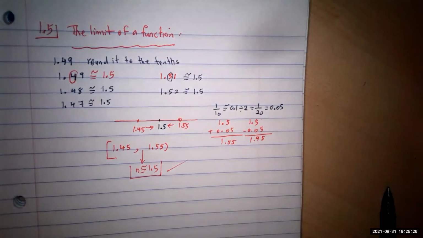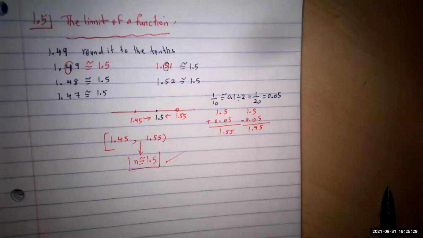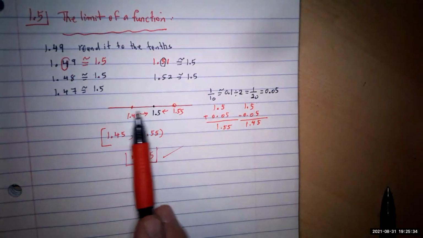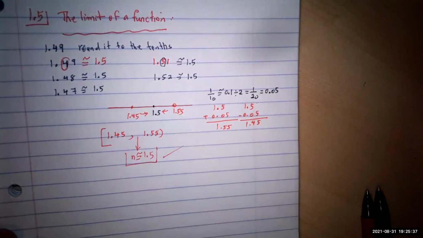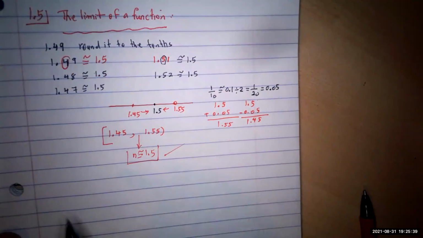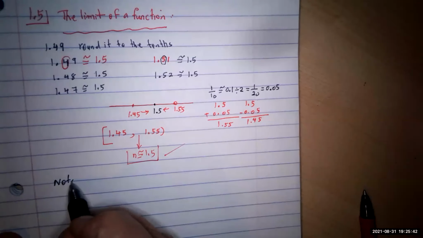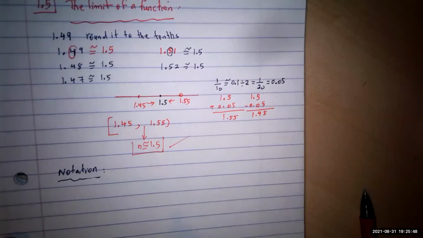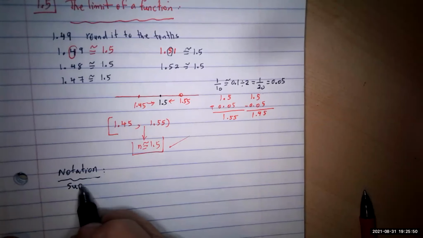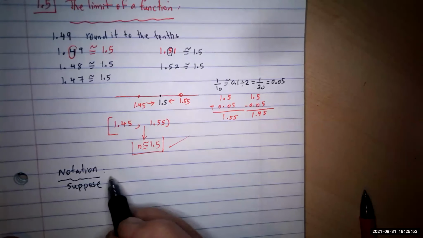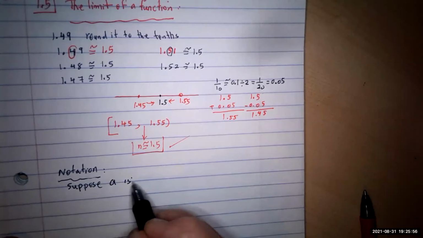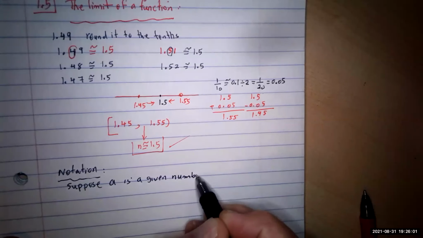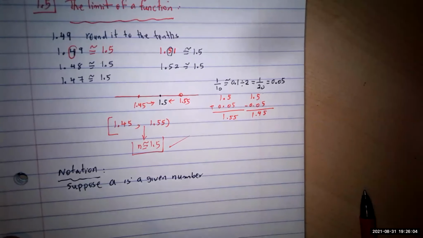Now, let's see what we did. We are going to give a notation to tell us when you estimate from the left or to the right. So let's go with this notation first. This is a very important notation for us. The notation is going to be, suppose A is a given number.